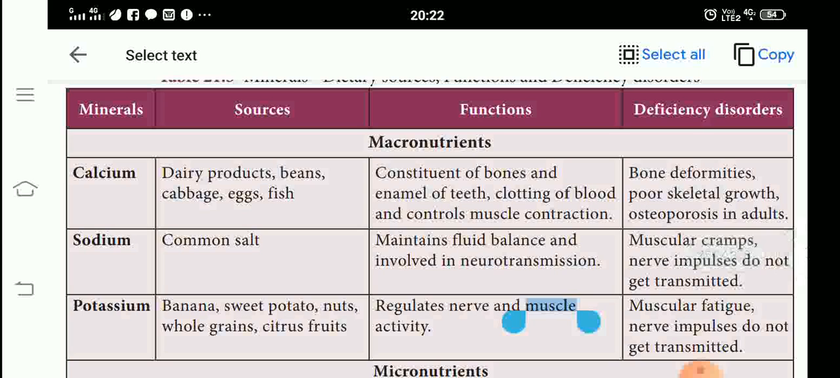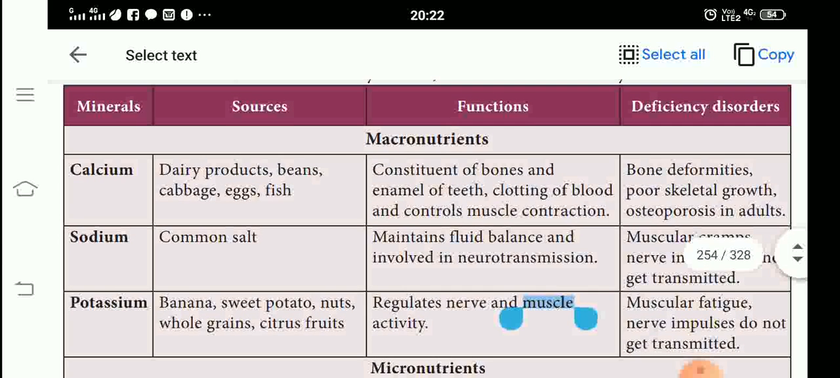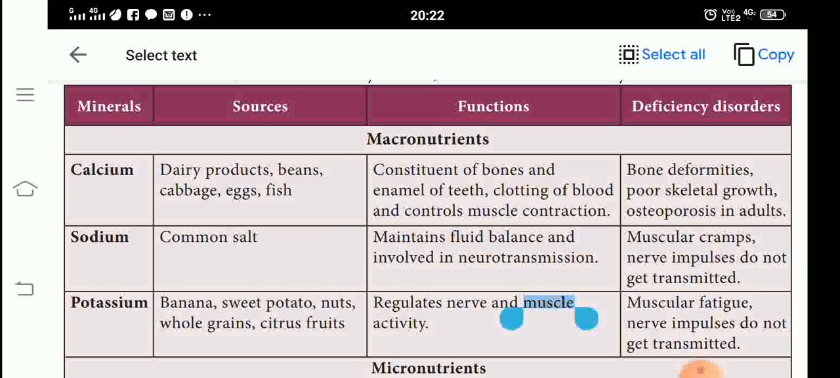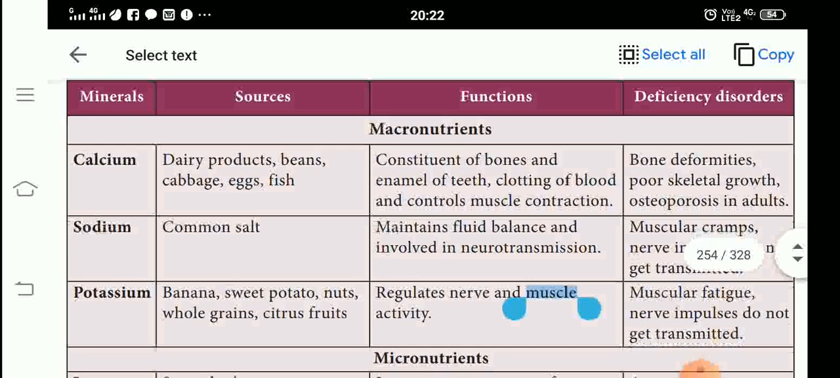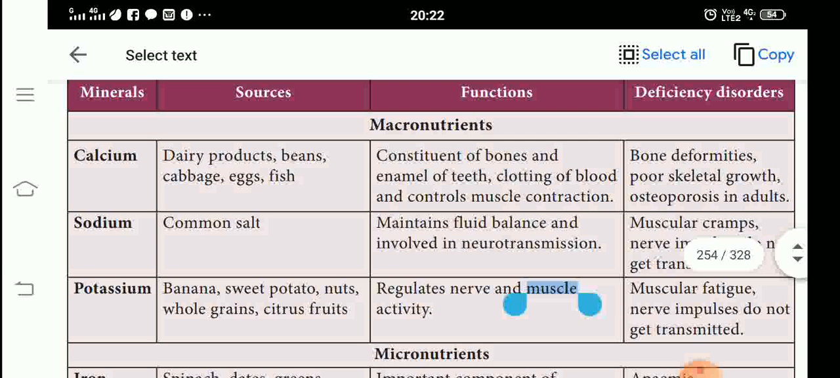If calcium is not present during muscle contraction, what will happen? Our muscle becomes fatigued. Okay. And what are the deficiency disorders due to calcium? If we are taking calcium in very little amount, below the normal range, it leads to bone deformities. Bone deformities means the formation of bone, that is deposition of calcium, is not proper in bones. Then poor skeletal growth, since the skeletal system is mainly made up of bones.